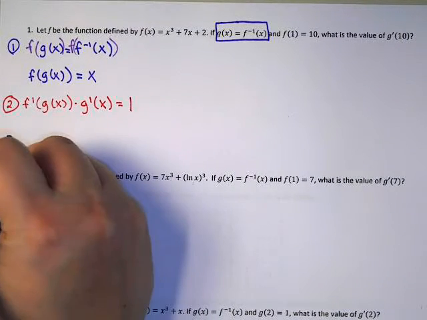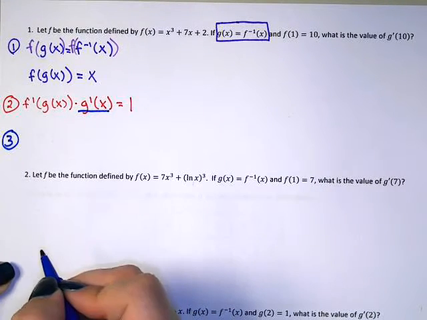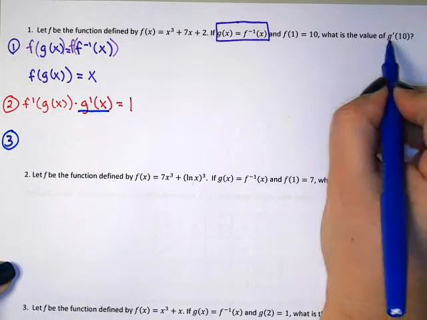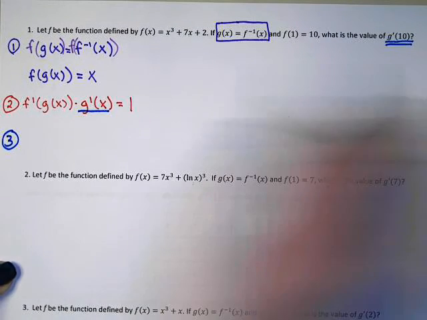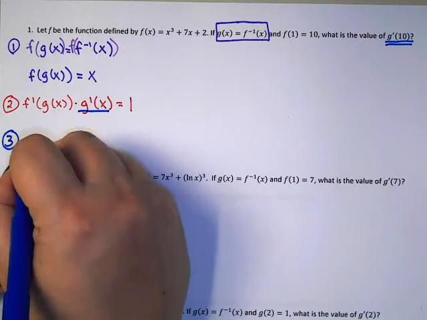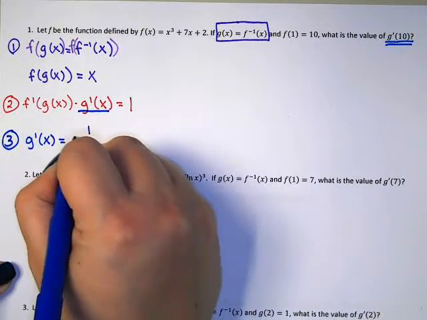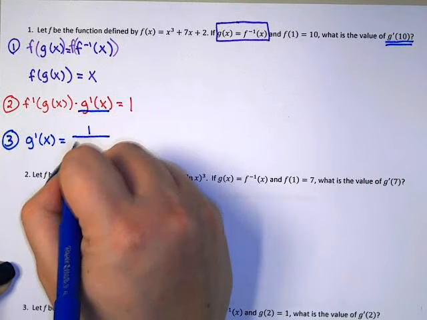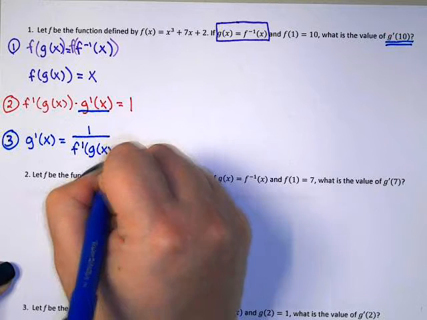Step 3 is that we want to solve for the one that we were looking for. Since they're asking for g prime of 10, it means that I need to know what is g prime of x. So that's what I'm going to solve for. So g prime of x is going to equal 1 over f prime of g of x.